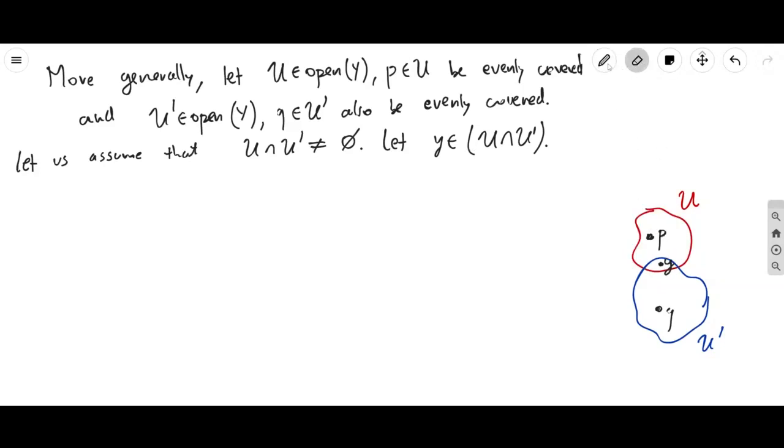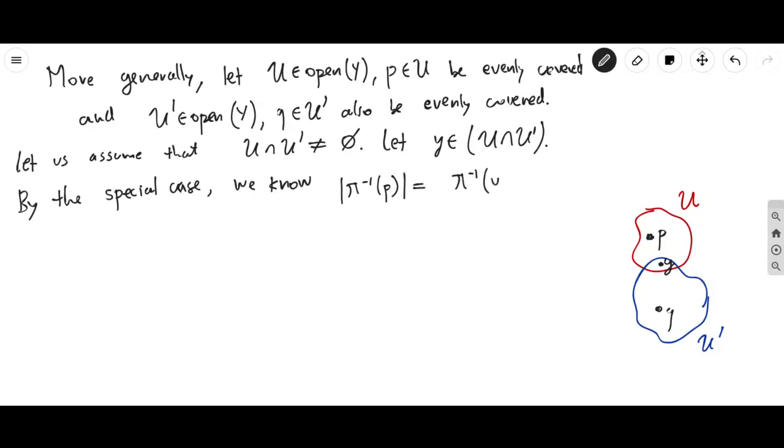And now here's what we can do. By the special case, we know that the cardinality of the fiber of P is in bijection with the cardinality of the fiber of Y, because P and Y are part of the same evenly covered neighborhood. And then you just repeat it again with U prime. And pi inverse of Q is in bijection with pi inverse of Y.